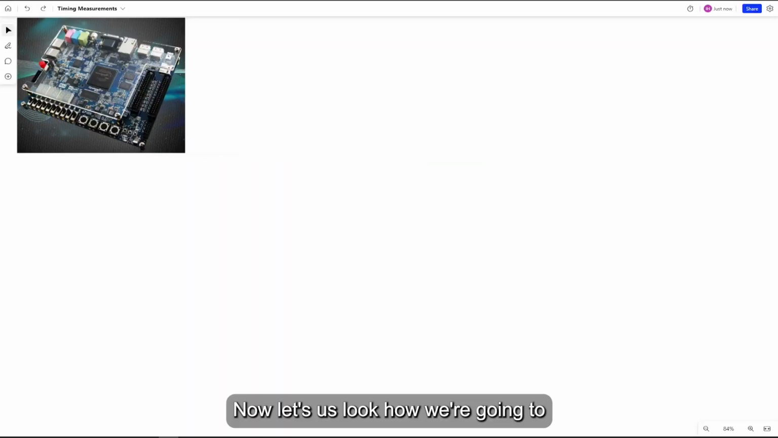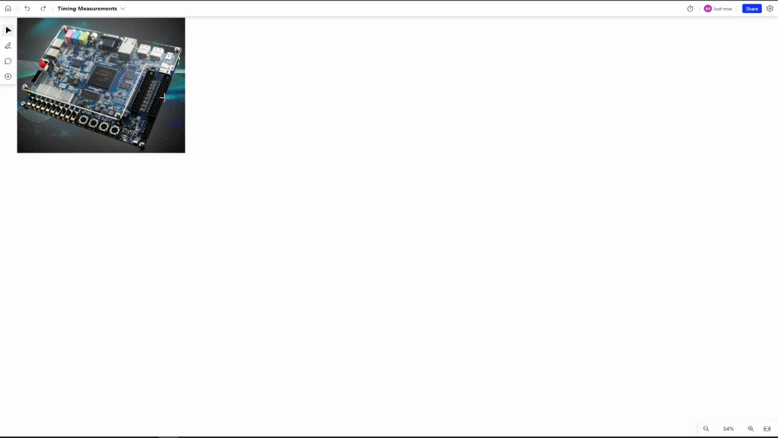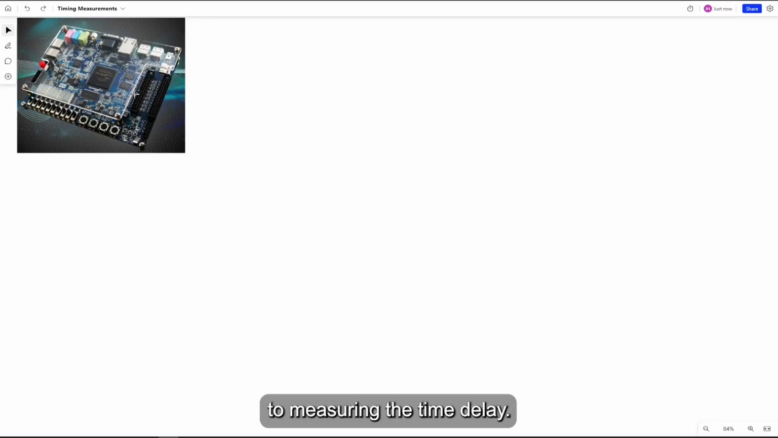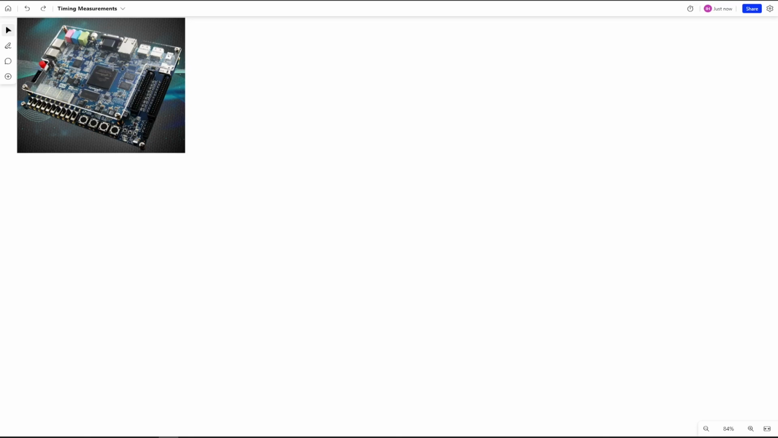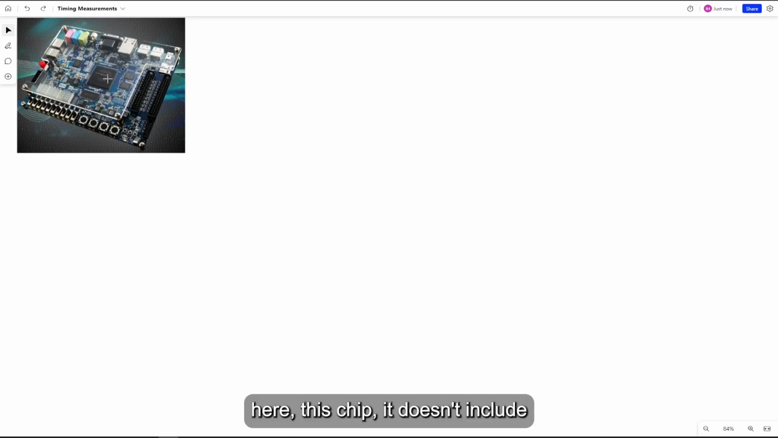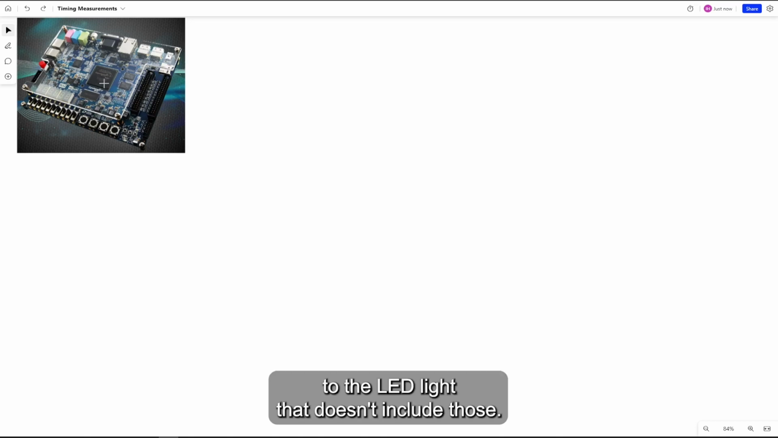Now let us look at how we're going to modify our code to measure the time delay. Usually, the timing analysis that we have done in Quartus covers only this FPGA chip. It doesn't include all the other traces from the switches to the LED light. It doesn't include those.